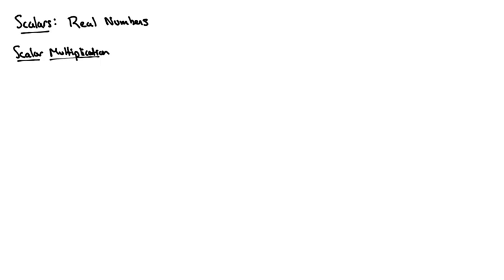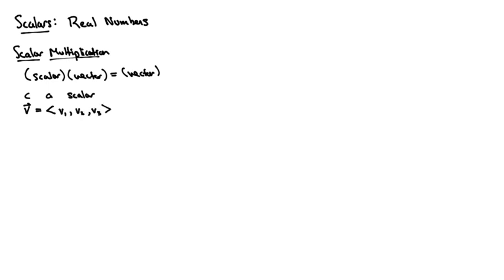Scalar multiplication is an operation that we perform on vectors. We take a scalar, a number, and we multiply it by a vector to get a new vector. So let's say that c is a real number, it's some scalar, and I take v to be the vector whose components are v1, v2, and v3. That's some vector in 3 dimensions.